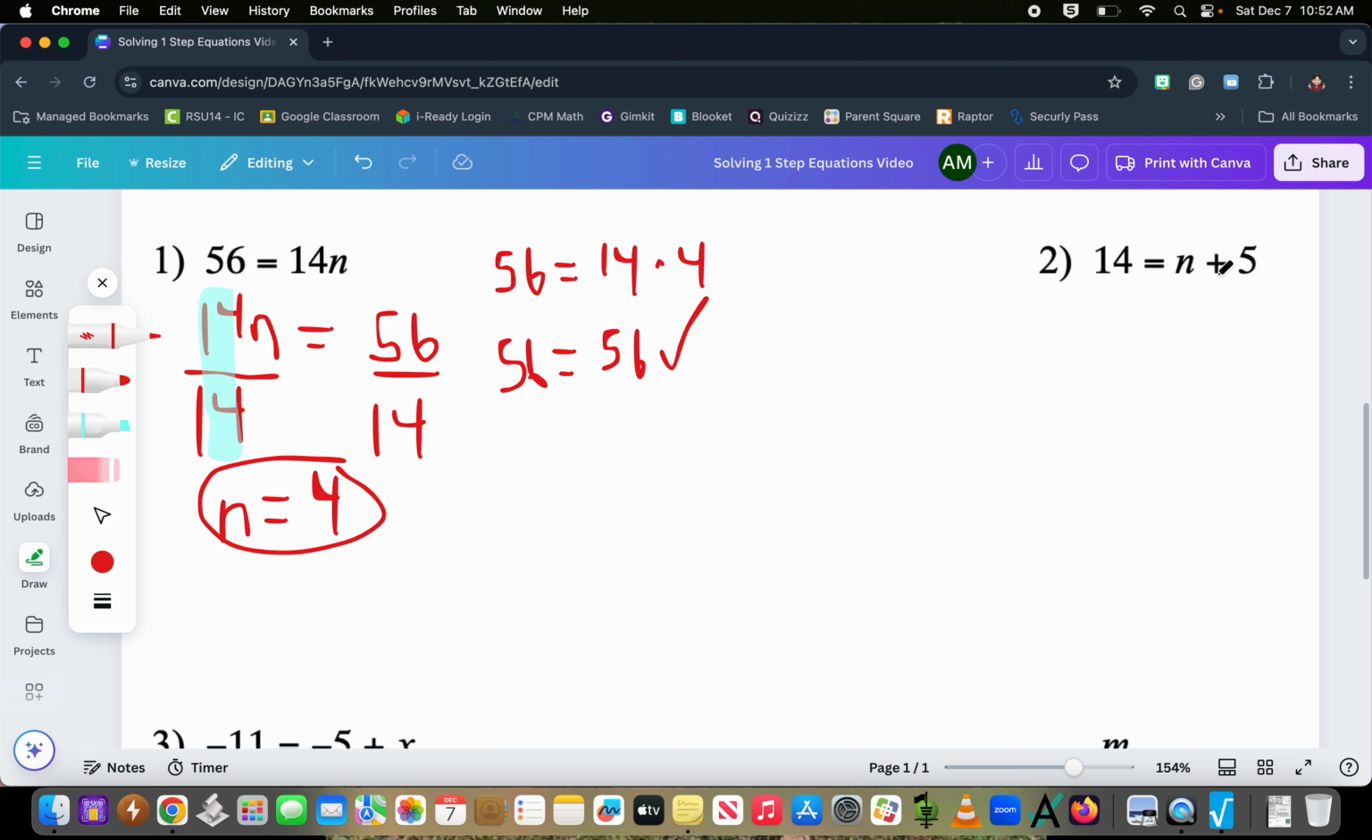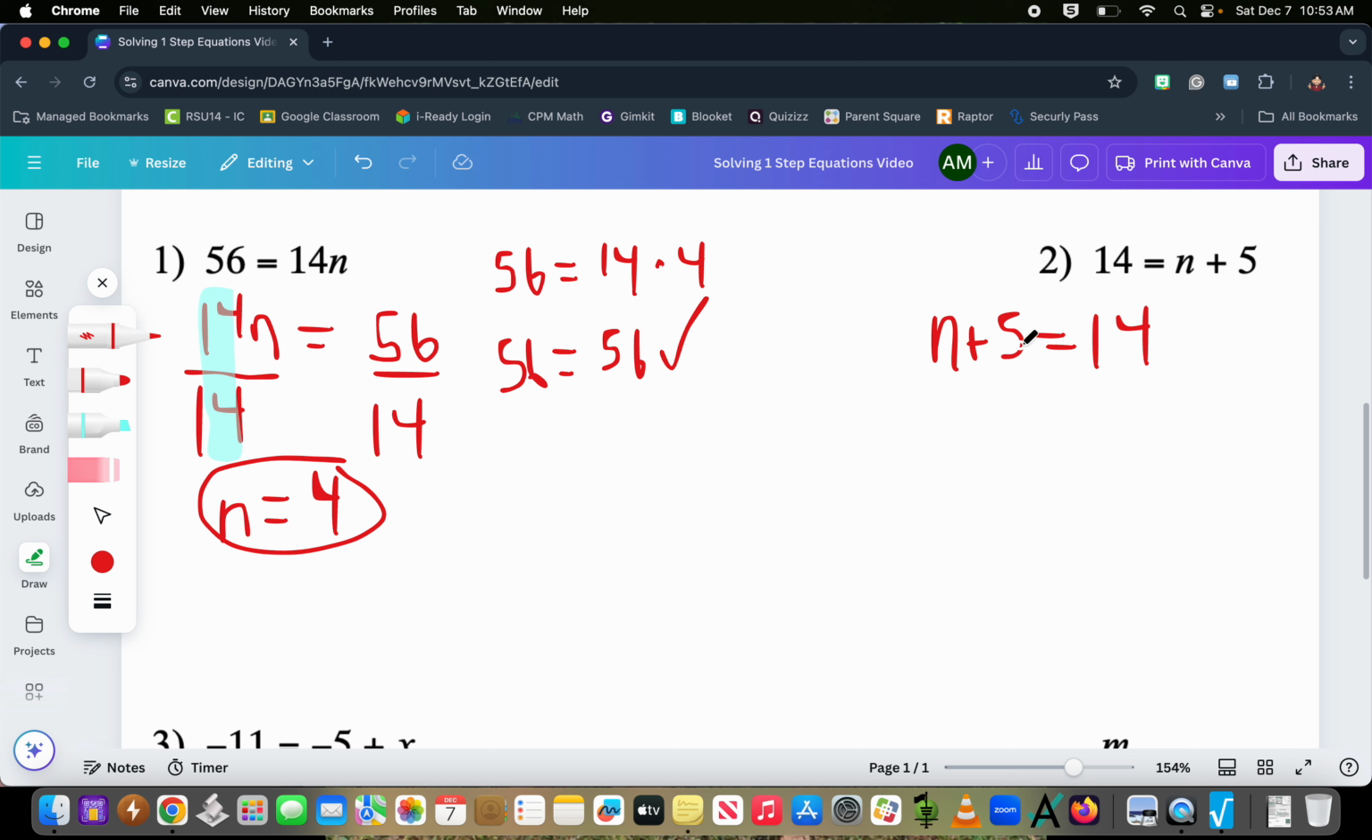Okay, if we take a look at this one right here, again, we can always rewrite. So if it's helpful to see, I can also rewrite this one as n plus 5 equals 14. Identifying the operation that's happening, if we look here, we see an addition sign. So in this case, we're adding.